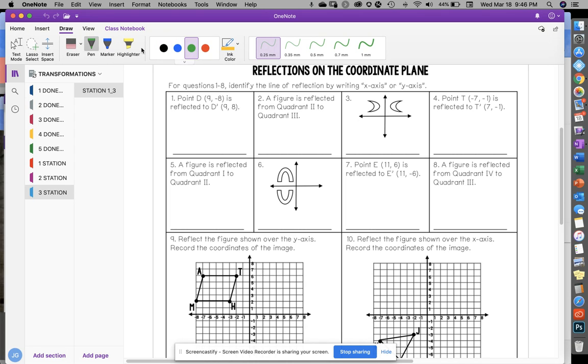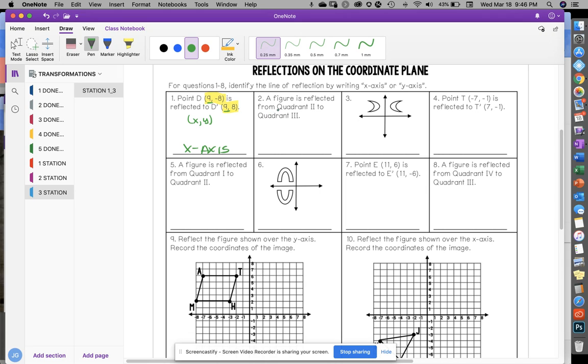We go from 9, -8 to 9, +8. So what stayed the same? The 9. And remember, it's always written x, then y. So what stayed? The x did. So this went over the x-axis.